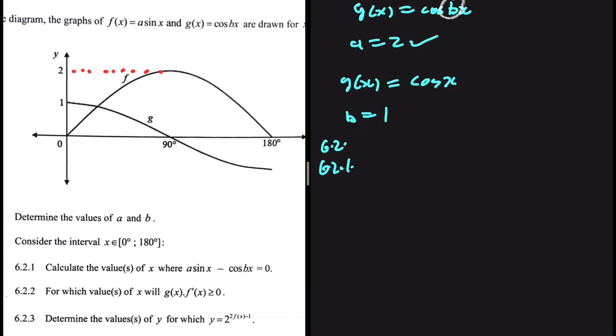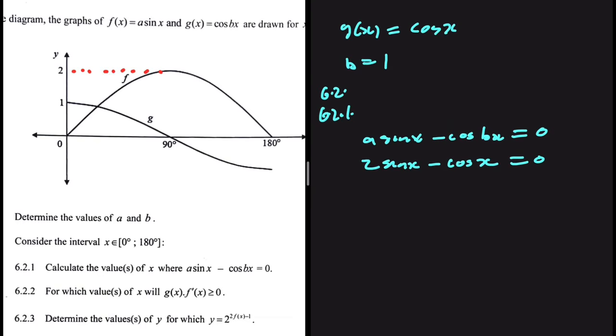Consider the interval x is an element of 0 to 180. The first question: let's calculate the values of x for which a sine of x minus cos bx is equal to 0. We know the values of a and b, so let's go ahead and substitute those. We're going to have 2 sine of x minus cos x being equal to 0. Let's take cos x to the right hand side. If we do that, we're going to have 2 sine of x being equal to cos of x.